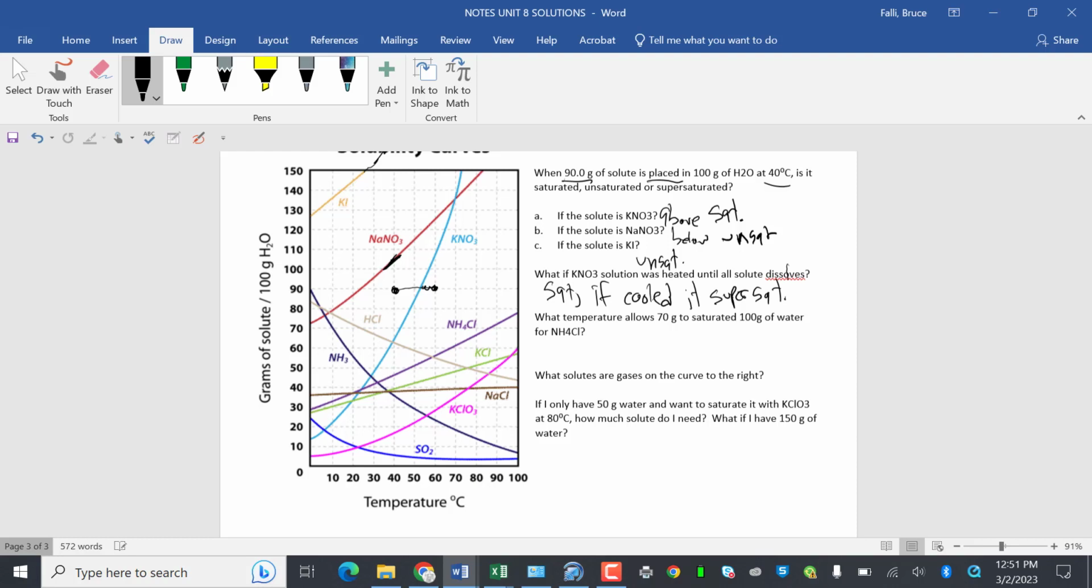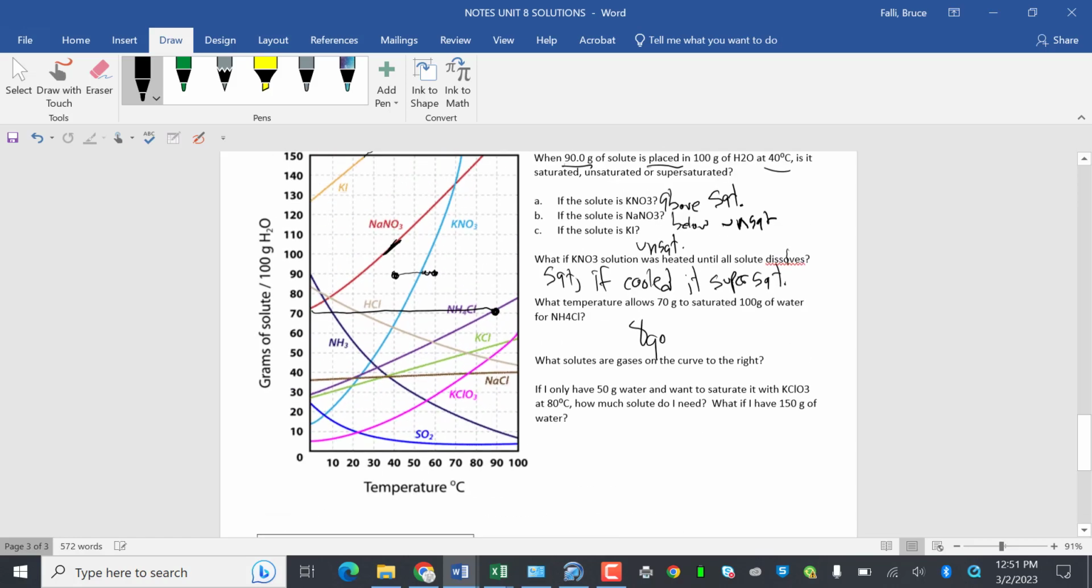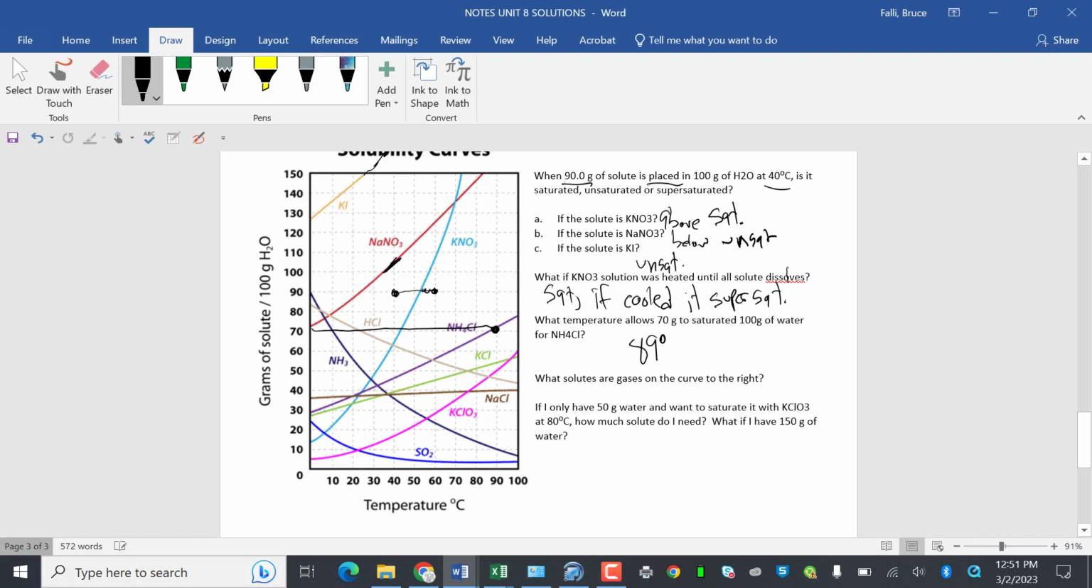What temperature allows 70 grams to saturate 100 grams of water for NH4Cl? So 70 grams, I'm looking for NH4Cl. So what temperature is that? I think it's a touch below 90, so I'm going to say 80, 89. What solutes are gases on the curve to the right? Remember, gases are less soluble if the temperature increases. Is that the only one that goes down? It looks like it. So NH3, unless I'm missing one. Oh, I'm missing one. HCl. Oh, and SO2.